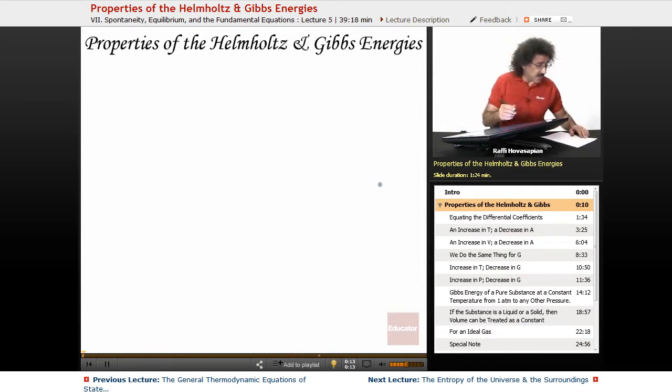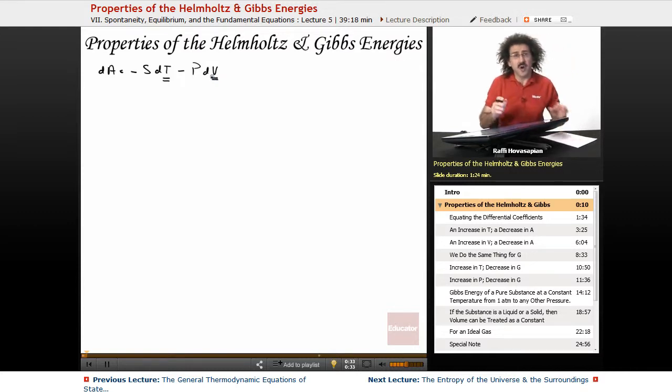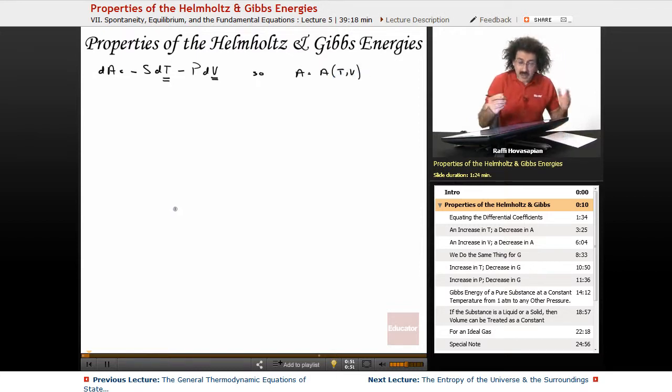Okay, so for the Helmholtz energy, one of the fundamental equations that we have is the following. We have dA equals minus S dT minus P dV. In this particular case, the temperature and the volume are the natural variables for the Helmholtz energy. So essentially what we're saying is that the Helmholtz energy is a function of temperature and volume.